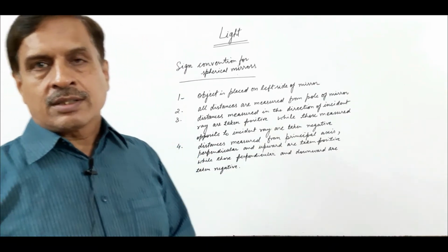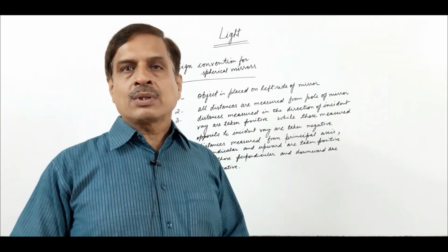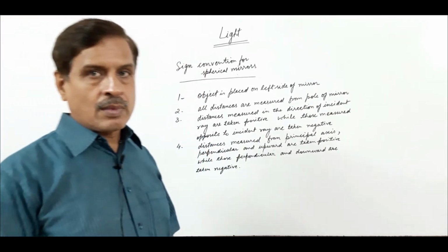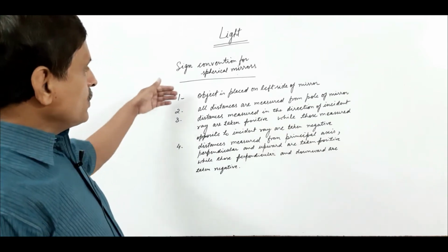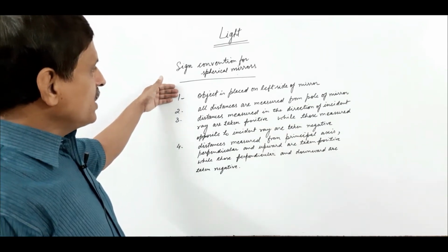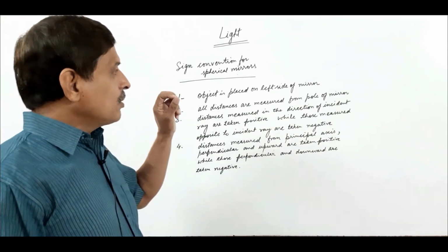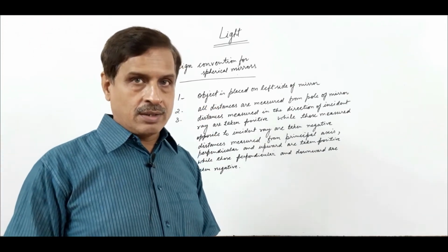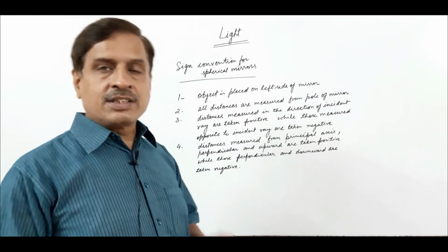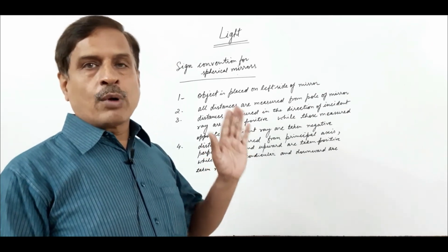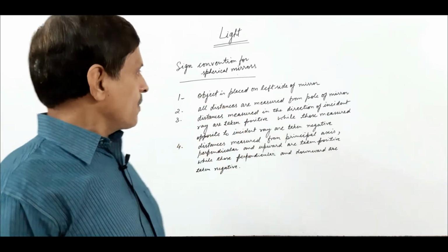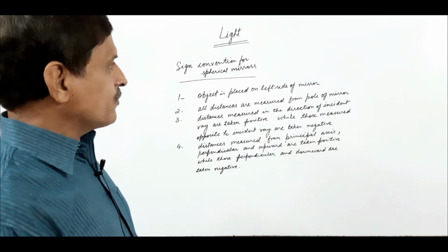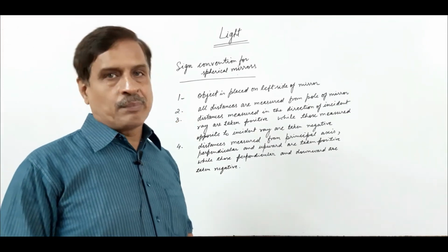Dear students, today we will learn about the sign convention for spherical mirrors. The first convention is that the object is always placed on the left side of the mirror, so that the incident ray moves from left to right. Second, all distances are measured from the pole of the mirror.